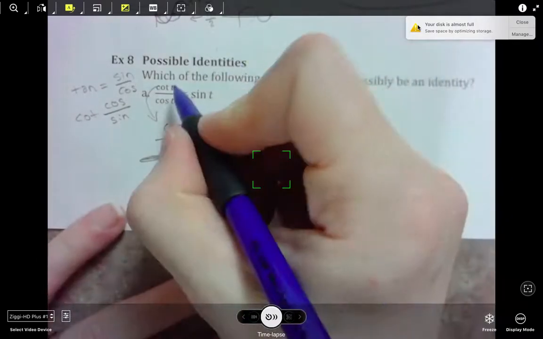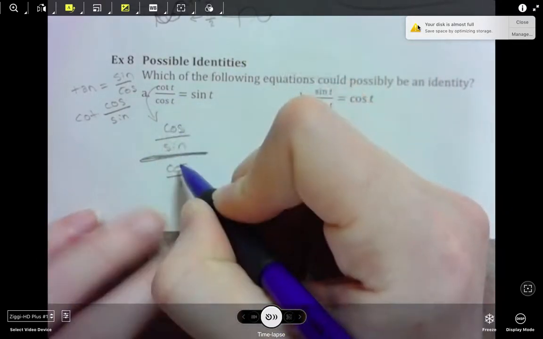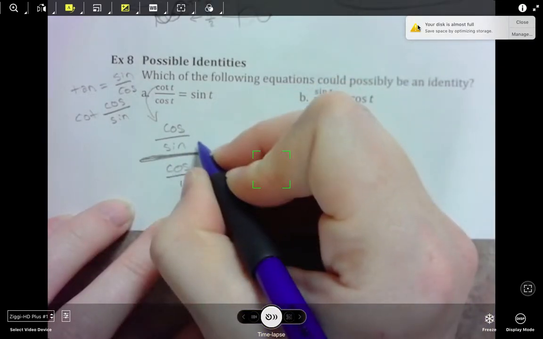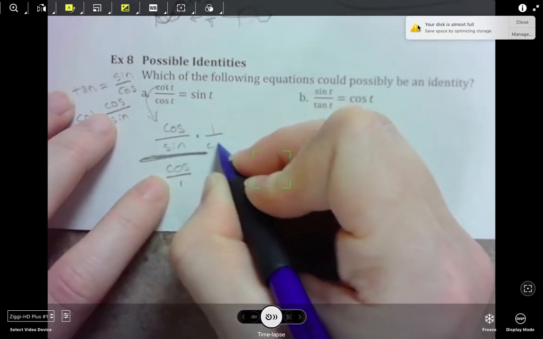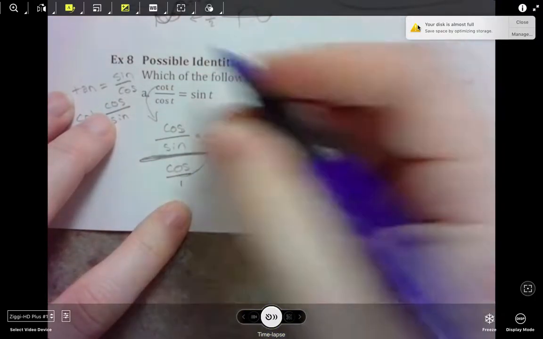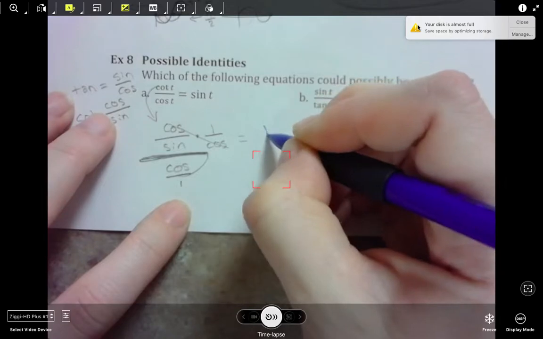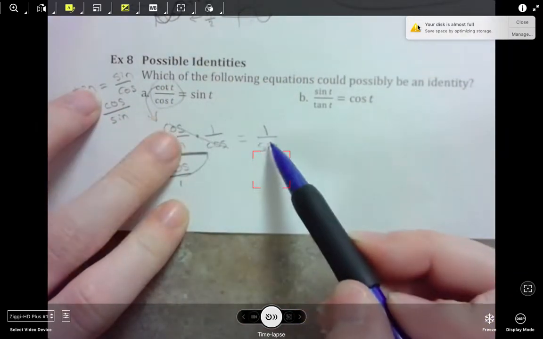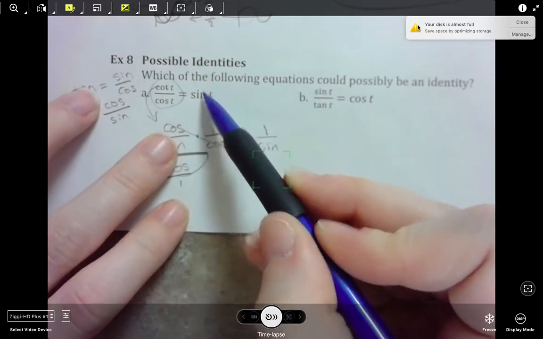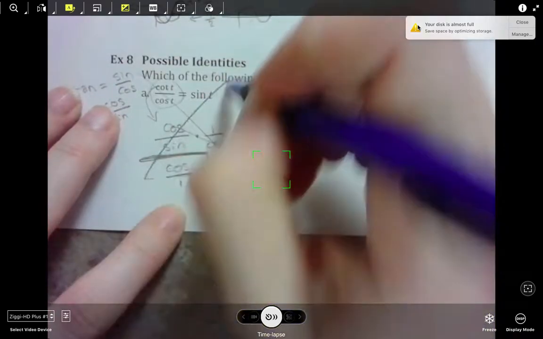Okay, so this is what I've got. Cotangent is cosine over sine. Cosine is cosine over 1. All right. Now, to simplify him, this is like keep, flip, flip. So I'm going to multiply by 1 over cosine and flip him to the top. My cosines can cancel out, so that's 1 over sine. So this entire thing right here simplifies to 1 over sine. Well, that's not the same thing as just sine, so this isn't true.